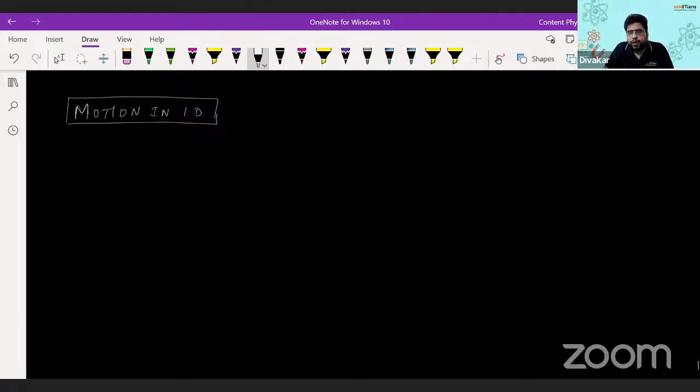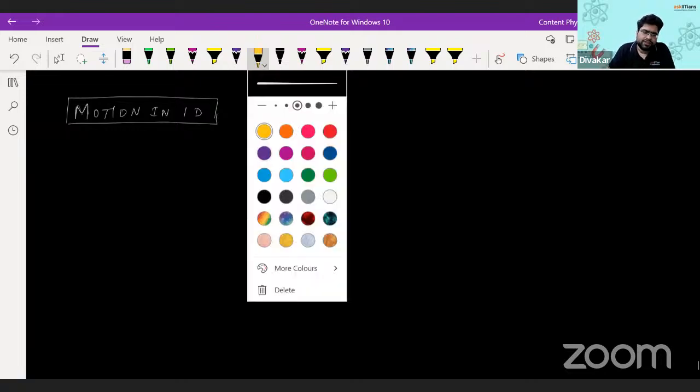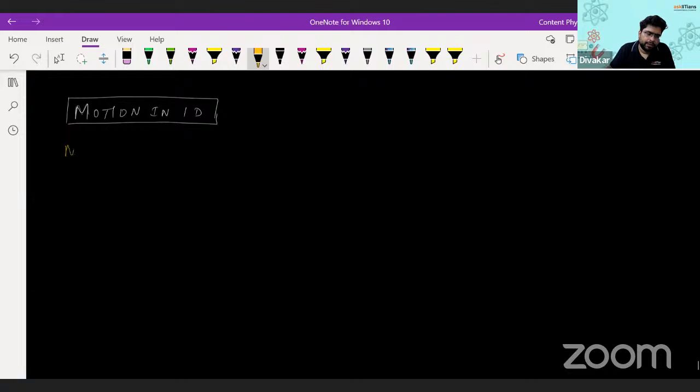Now, in motion in 1D, first of all, you need to understand what is motion. If you don't understand motion, you will not be able to understand the chapter. It's as simple as that. So the first and foremost thing that we'd like to understand is what we mean by the term motion. Motion is change in position.